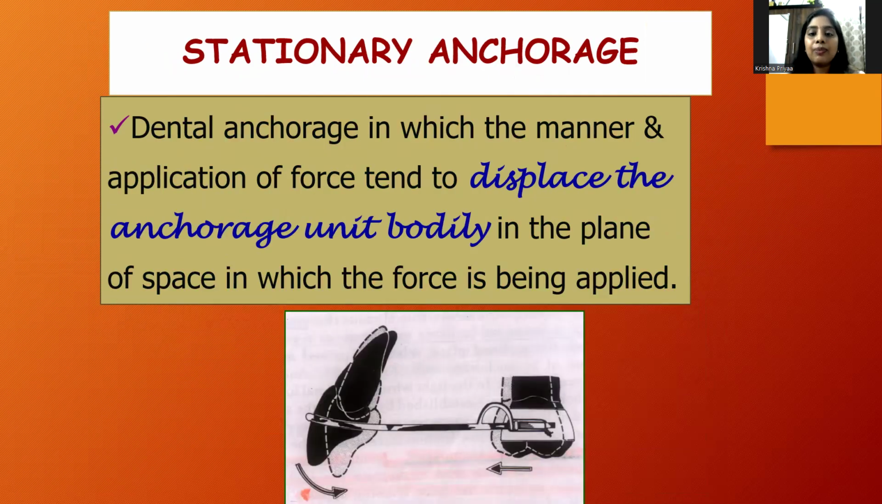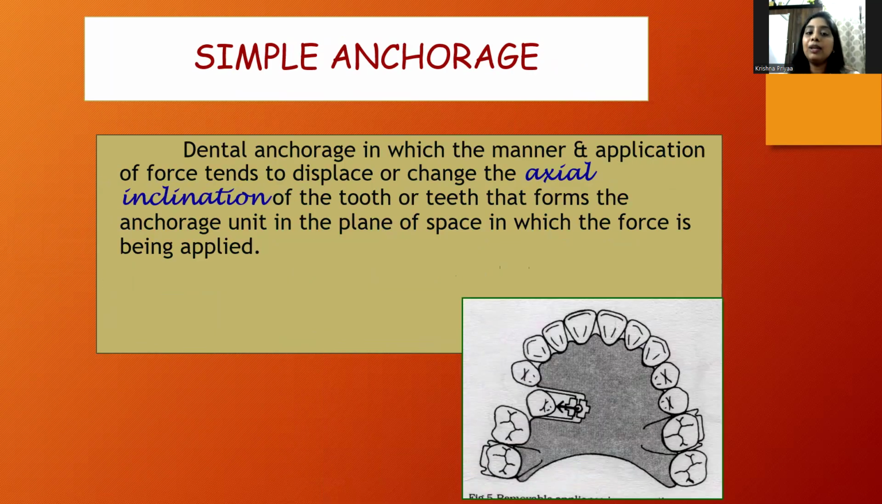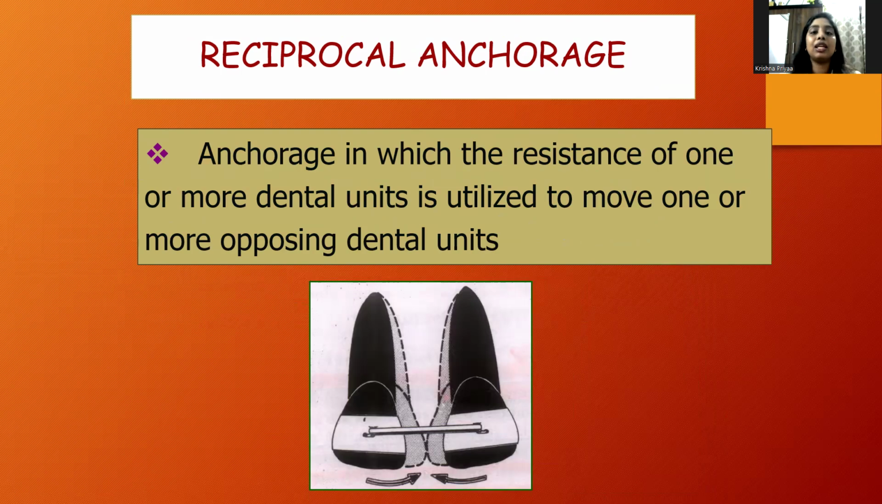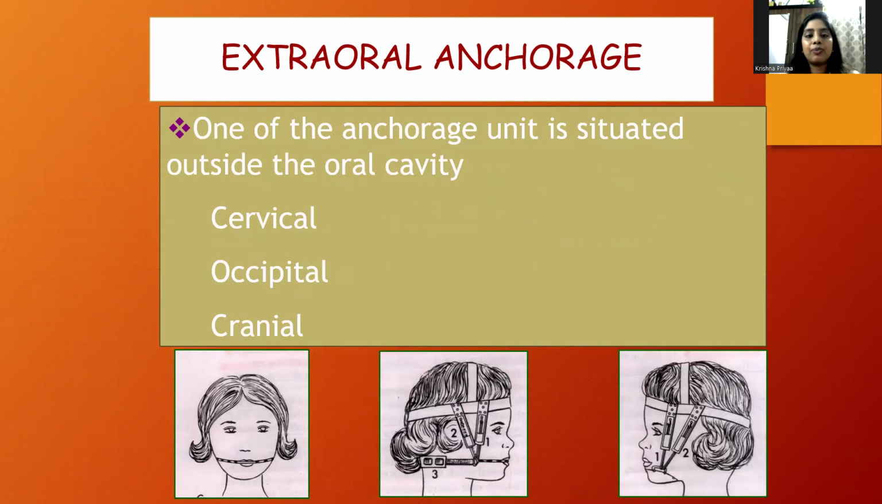What is a stationary one? It displaces the anchorage unit bodily. That is, it is going to push the teeth in a bodily manner. So when it only changes the axial inclination, it is going to be simple. If it is going to push it, translate it, it's going to be stationary. Reciprocal meaning there are two things which are going to happen in an equal and opposite manner in opposing dental units. Anchorage in which the resistance of one or more dental units is utilized to move one or more opposing units. So this is reciprocal anchorage.